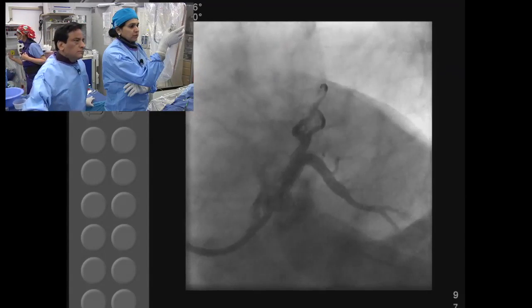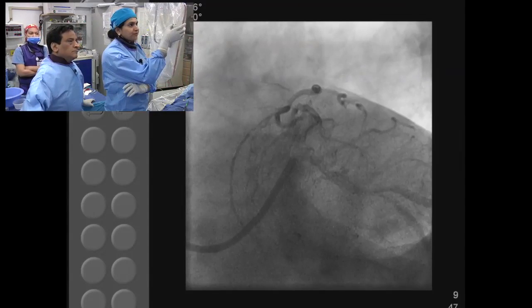Not worthwhile to do a bilateral cannulation? No.